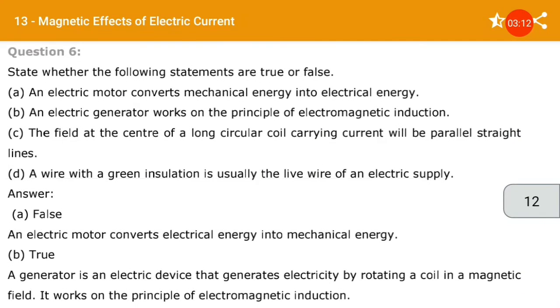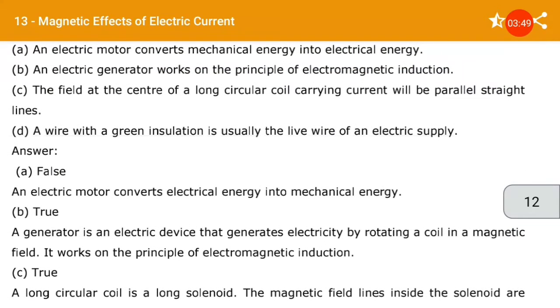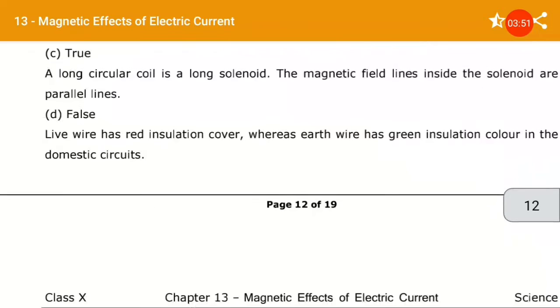Question number 6. State whether the following statements are true or false. First, an electric motor converts mechanical energy into electrical energy. It is false. Second, an electric generator works on the principle of electromagnetic induction. It is true. A generator is an electric device that generates electricity by rotating a coil in a magnetic field. So that is why we can say that an electric generator works on the principle of electromagnetic induction.